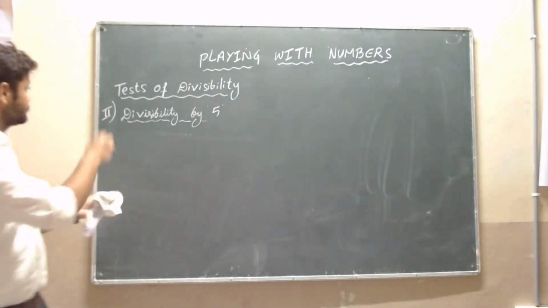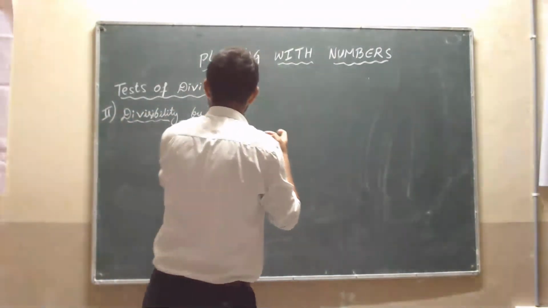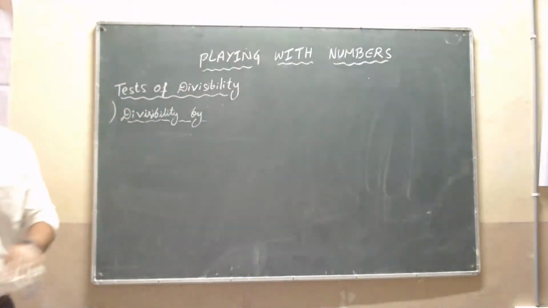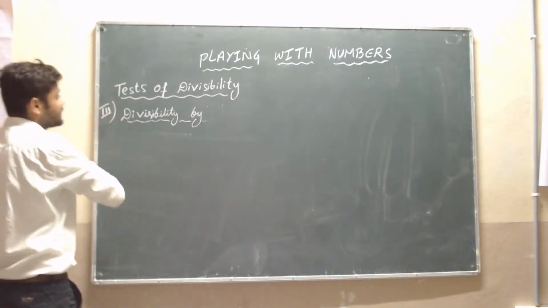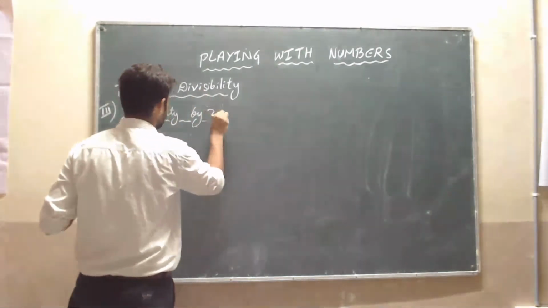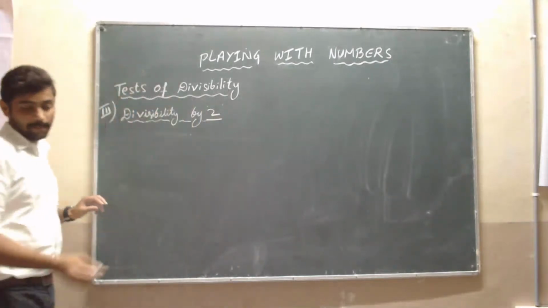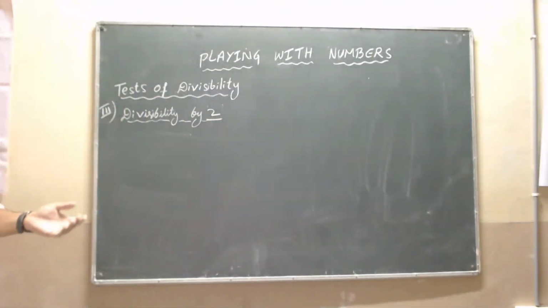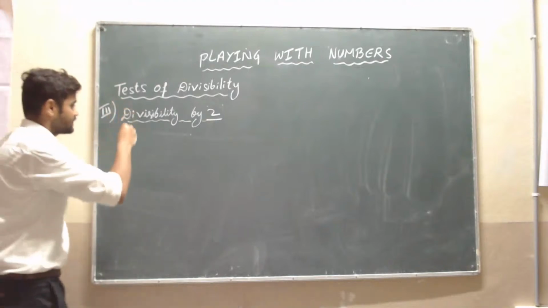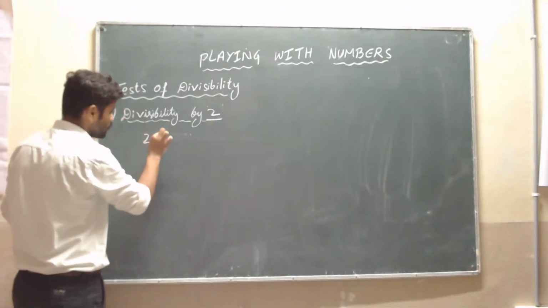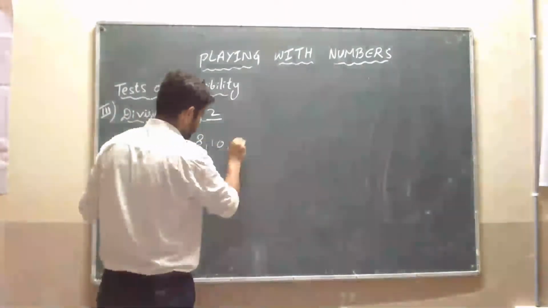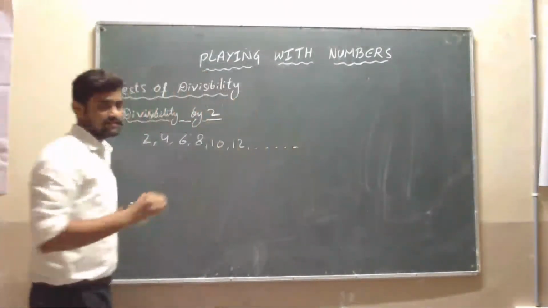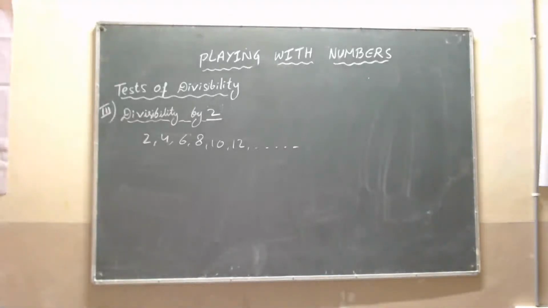That is divisibility by 2. What are the multiples of 2? That is 2, 4, 6, 8, 10, 12, etc. These are the multiples of 2.